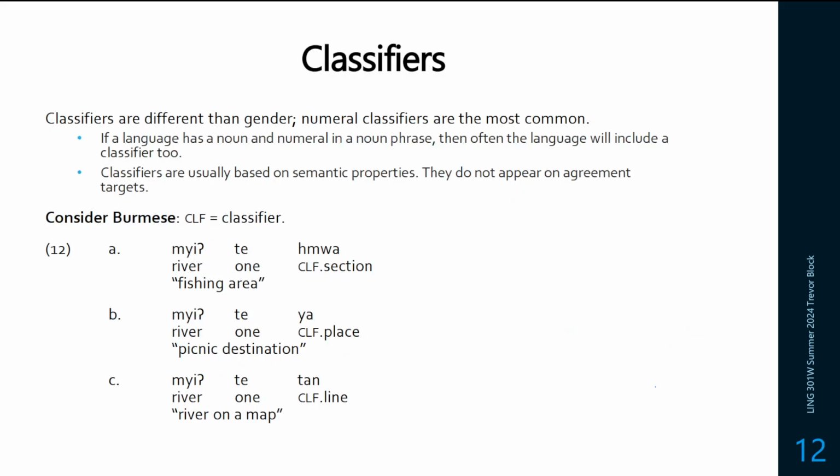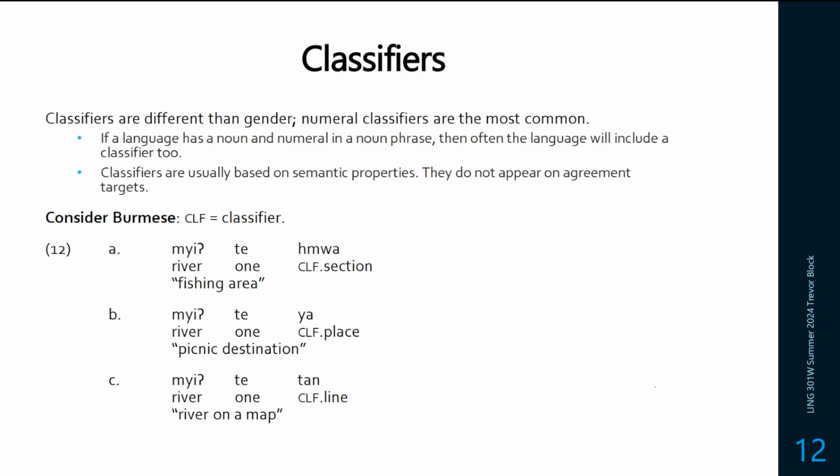Now, classifiers are a little bit different than gender because it's not about agreement and control, because we're not forcing a particular gender on the thing that we're introducing or the thing that targets, the thing that needs to appear. So classifiers typically appear with nouns and numerals, and they give a little bit more information about the meaning of the noun. So they might modify the meaning. It's usually based on semantic properties, but they don't have to be.